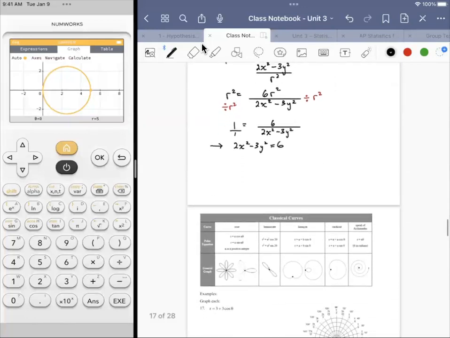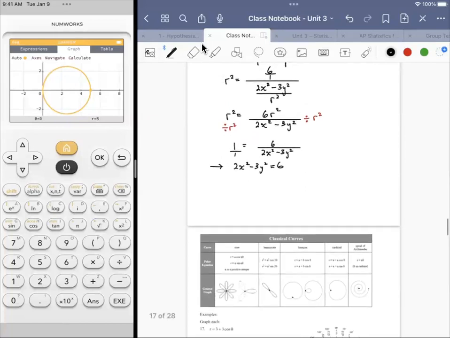On the next page, we have the classical curves. Now, they're designed to be problems where, if you know the form, you could just identify the type of classical curve or conic section. It could be a conic section, but that's what we were just talking about.